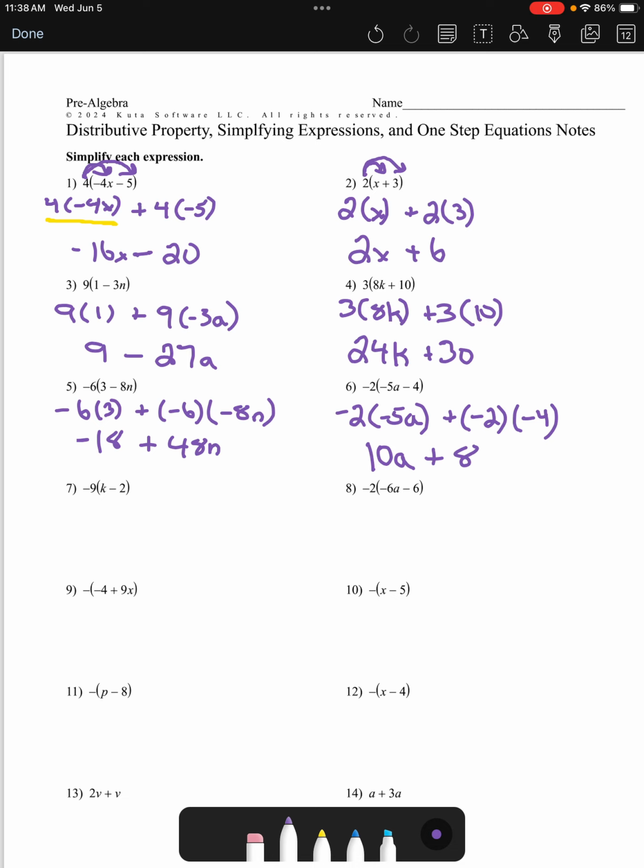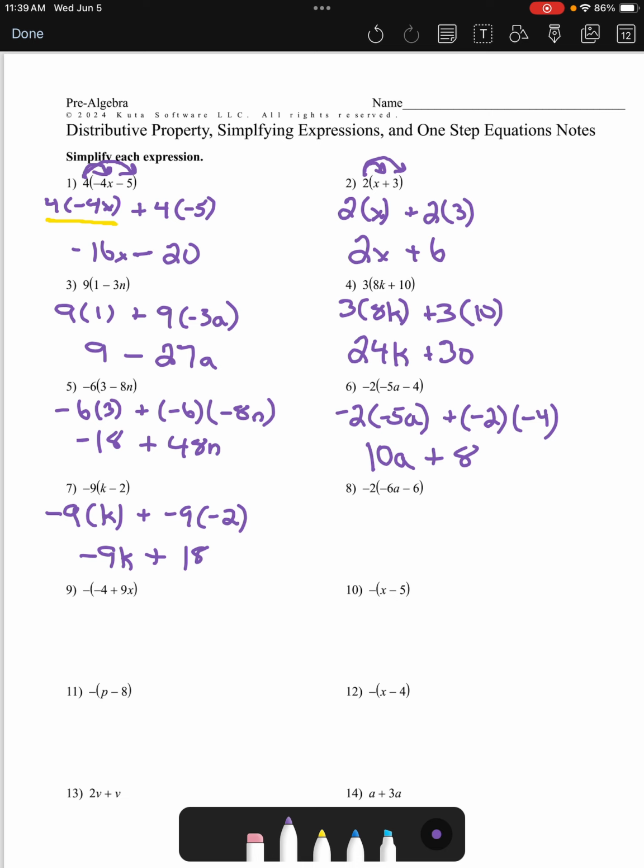In number 7, we have to distribute the negative 9 to both k and negative 2. That means we have to do negative 9 times k, and we have to do negative 9 times negative 2. Negative 9 times k is just negative 9k. Anytime we have a number times just a variable, all we have to do is put them together. Second half of this problem, we have negative 9 times negative 2. Double negative means we have a positive value, and 9 times 2 is 18.